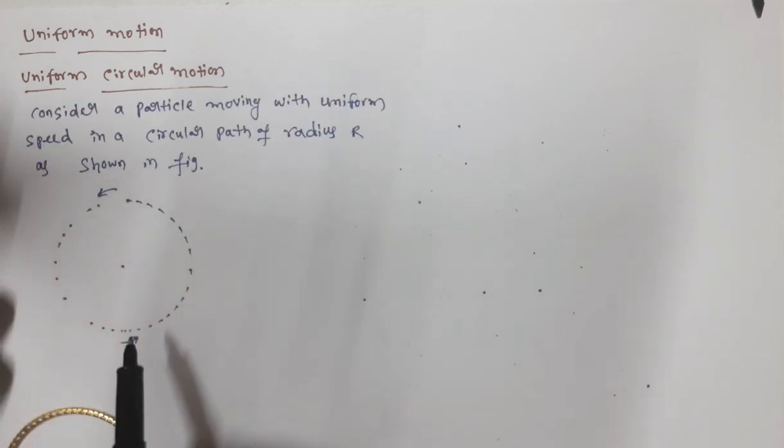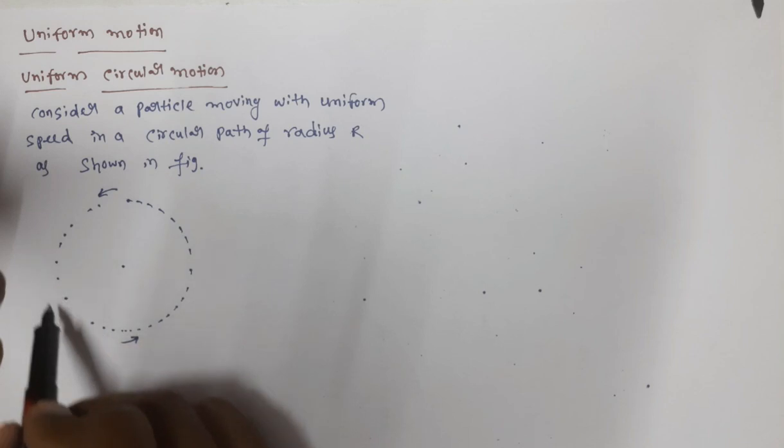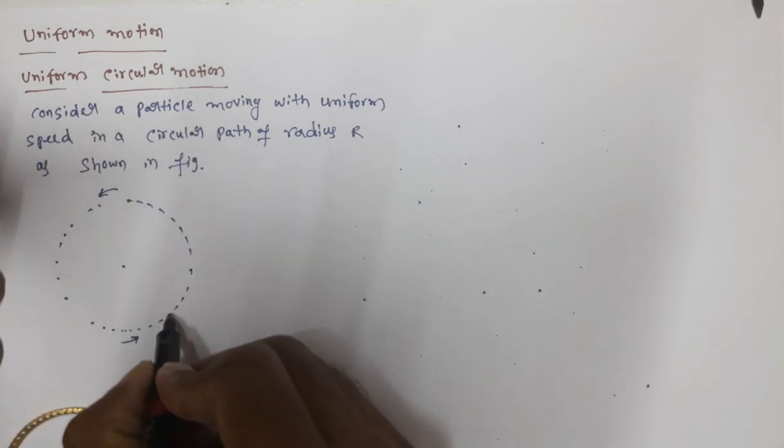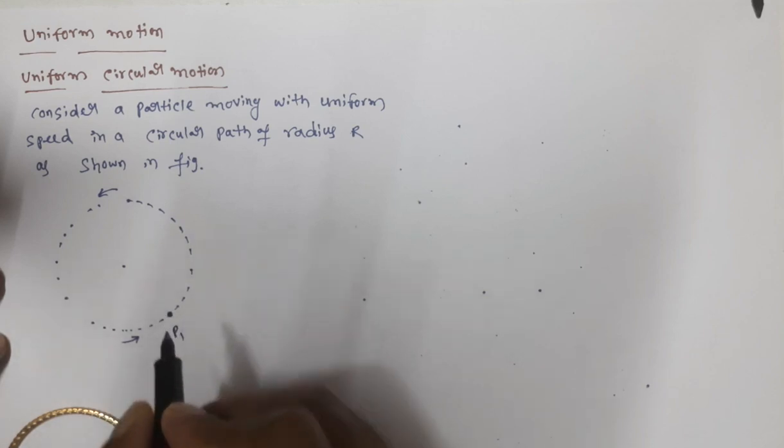So to discuss this one, now let us consider a particle moving with uniform speed v in a circle of radius r as shown in the figure. Now I will show that one. Yes, now consider a particle which is moving in a circular path like this, counterclockwise. Now choose a point here, call this point as p1.